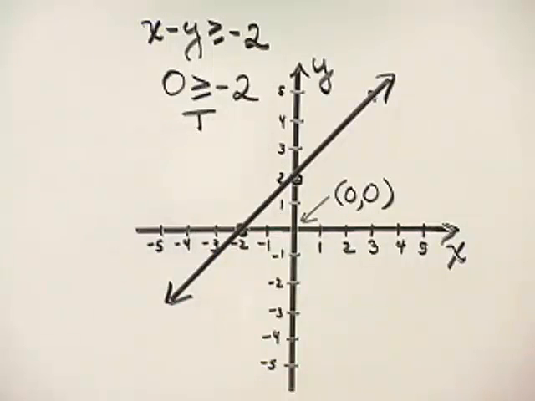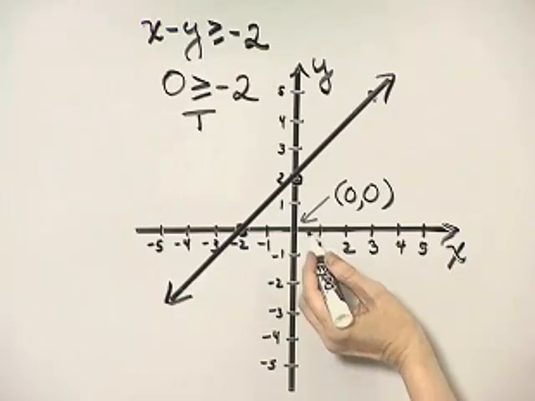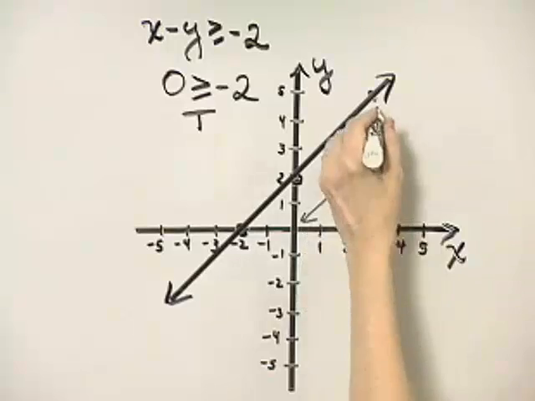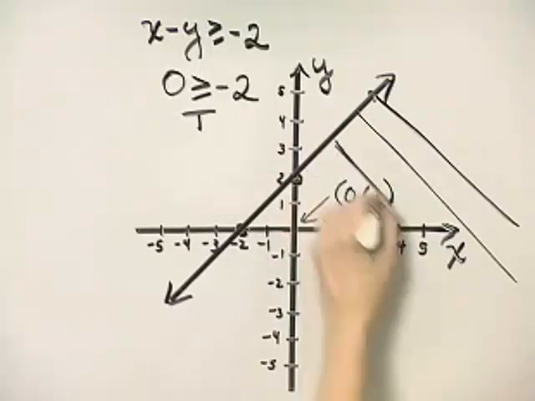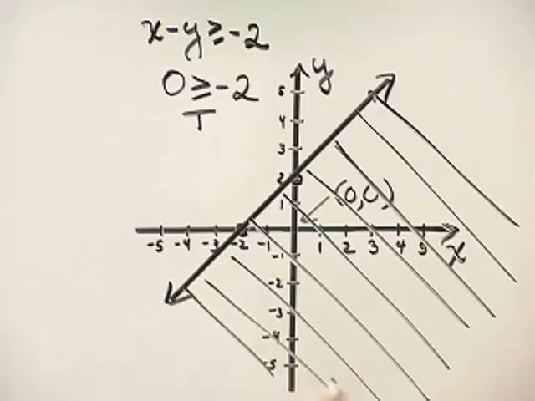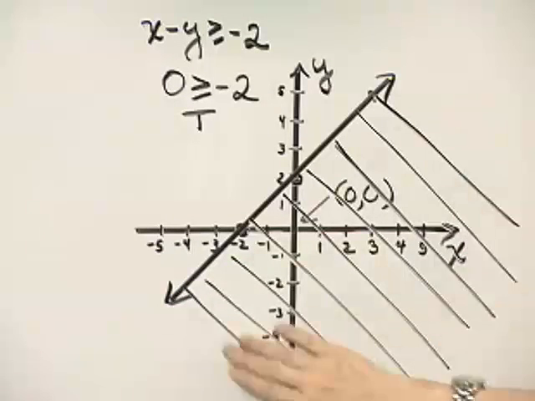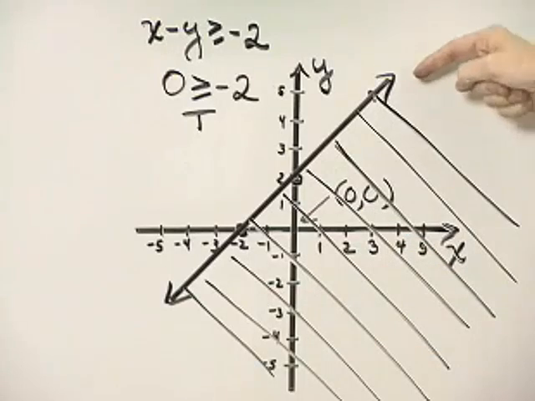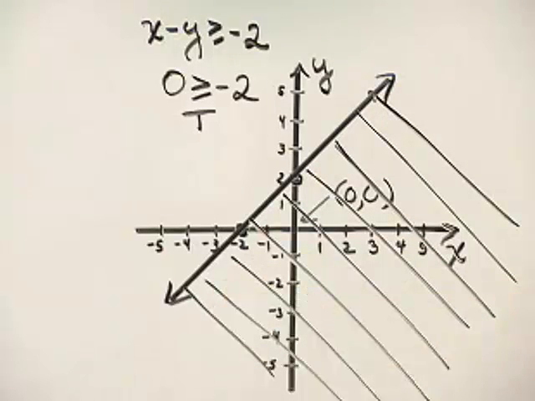It is a true statement, which means we graph the side of the line that the test point lies on. So we graph this side of the boundary line. Now, by the way then, where is our solution region? It is this shaded region along with the boundary line.